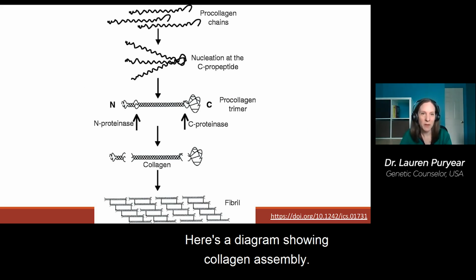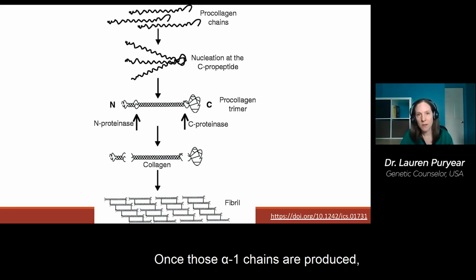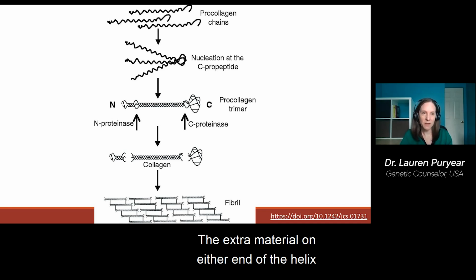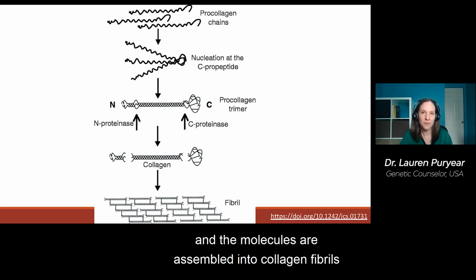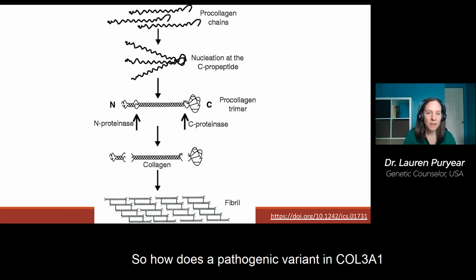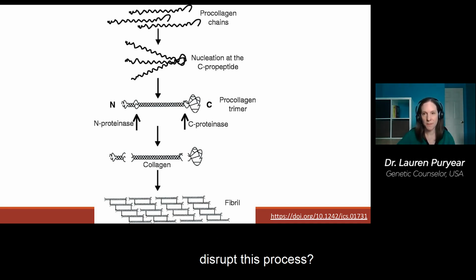Here's a diagram showing collagen assembly. Once those alpha-1 chains are produced, three of them are grouped together and wound tightly into a triple helix. The extra material on either end of the helix is eventually cleaved off, and the molecules are assembled into collagen fibrils. So how does a pathogenic variant in COL3A1 disrupt this process?